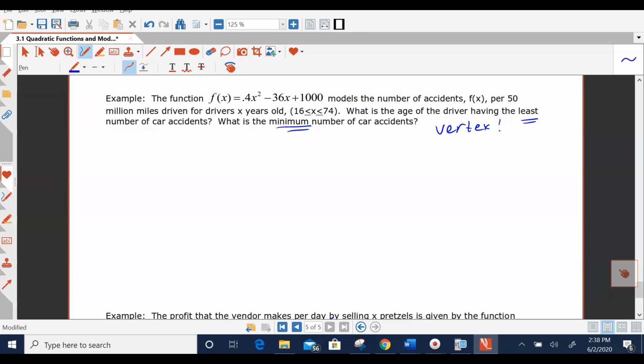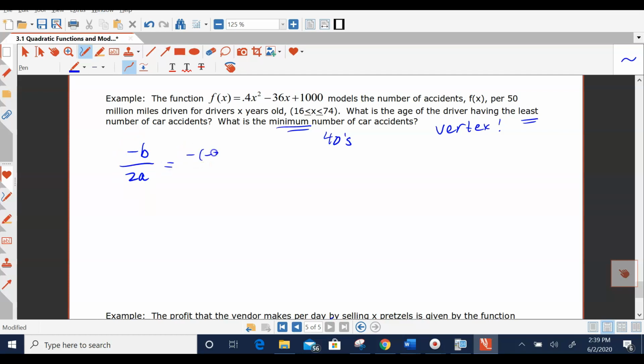How do I find the vertex? Actually, before we find it, I am curious. Why don't you sit and think about it? Between the ages of 16 to 74, what age do you think has the minimum number of car accidents? I bet the answer is going to be around in the 40s. That's my guess. I'm going to say someone in their 40s would have the least number of car accidents. But let's actually find it out by calculating negative b over 2a.